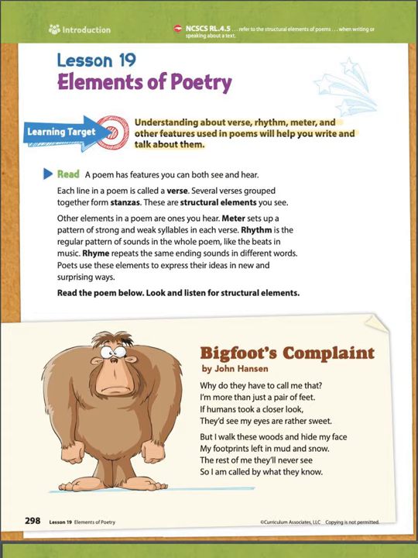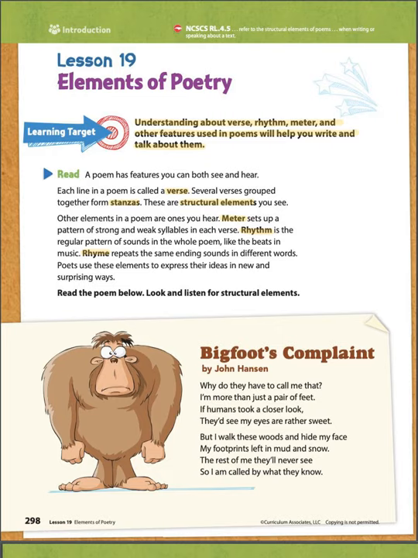A poem has features you can both see and hear. Each line in a poem is called a verse. Several verses grouped together form stanzas. These are structural elements you see. Other elements in a poem are ones you hear. Meter sets up a pattern of strong and weak syllables in each verse. Rhythm is the regular pattern of sounds in the whole poem, like the beats in music. Rhyme repeats the same ending sounds in different words. And poets use these elements to express their ideas in new and surprising ways.